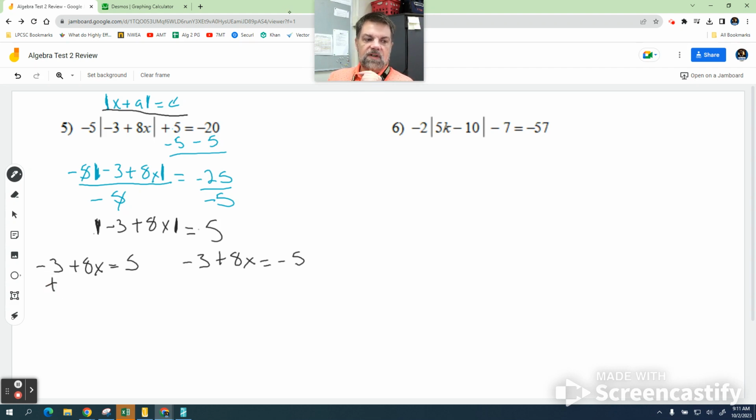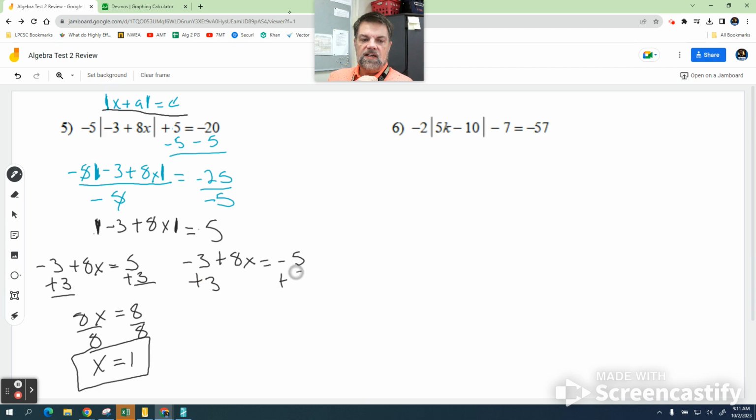So then from here, we're going to add 3 to both sides. And I get 8x is equal to 8. So divide both sides by 8, and I get x equals 1. So that's one of my solutions. Over here, same thing, add 3 to both sides. I get 8x is equal to negative 2. Divide by 8. These cancel, and I get x is equal to, what's negative 2 over 8 reduced down to? Negative 1/4 or negative 0.25, right? So that's the other solution.